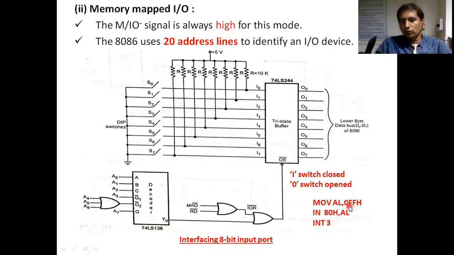In that case, IN 80H, AL. So AL already has which value? FF. That value is now moved to 80H. 80H is the address of the buffer. How do we get 80H here?